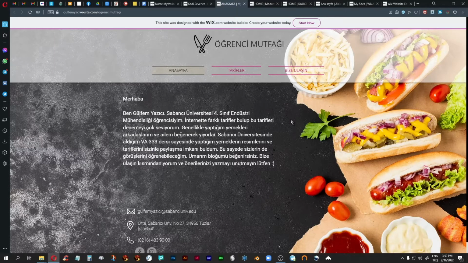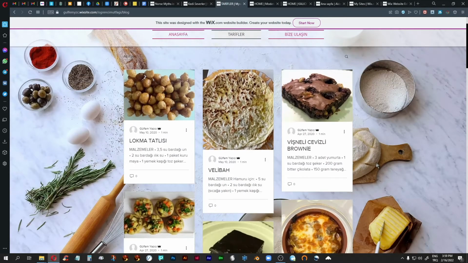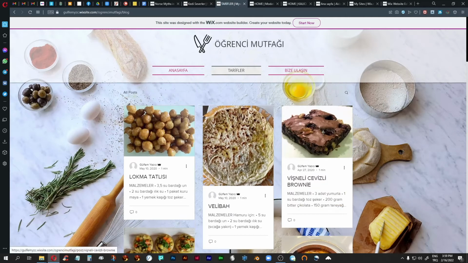The sorts of things that students can cook with very narrow means, in a small kitchen, with limited equipment, and so on and so forth. And what Gülfem did is she actually prepared all of these dishes. So I'm just going to click on one to show you.